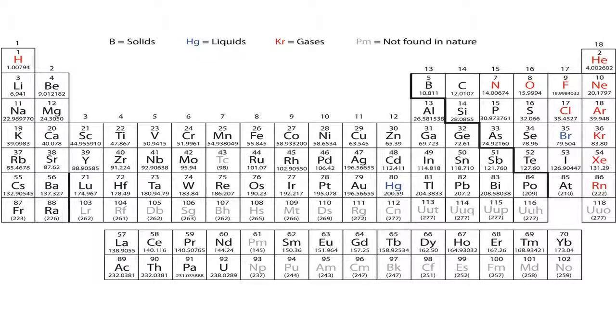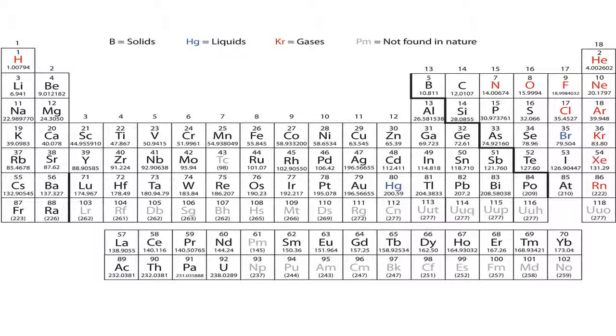Now the first thing is that you have your vertical groups. Now those are the columns. So column 1: hydrogen, lithium, sodium, potassium, rubidium, cesium and francium. And then you've got column 2: beryllium, magnesium, calcium, strontium, barium and radium. So your vertical columns are called groups, okay? So I'll talk about group 1, group 2 and so on and so forth.